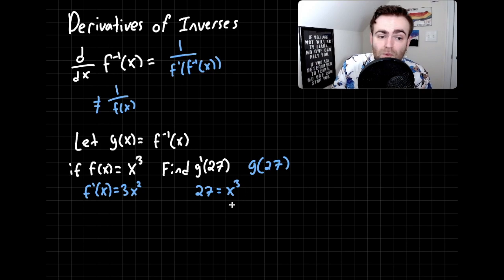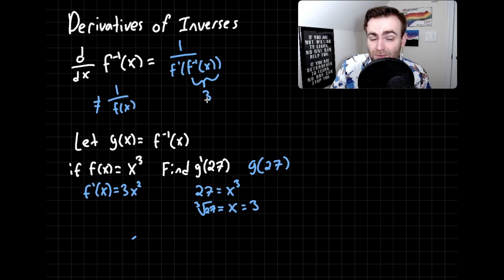How do we solve it? Well, we'd cube root both sides. So x is equal to the cube root of 27, which is just 3. So this part here for our rule is going to turn into just a 3 for us. So we're going to evaluate the derivative at 3 and then put that all over 1.